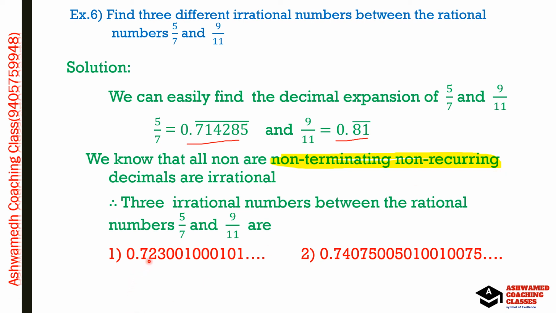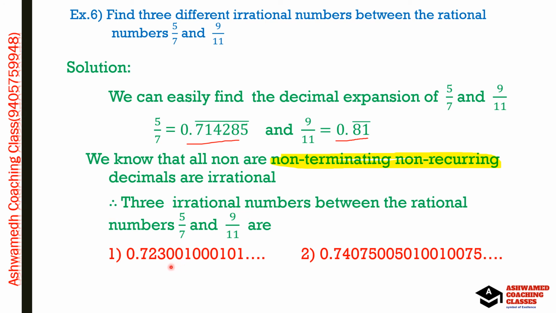See here, 0.72300100010001 and so on. This is non-terminating. Also, this is non-recurring, since there is no single block which is repeating. Make sure that the number is less than 0.81 and greater than 0.71. That is a very important thing. In between these two, you can write any decimal after 72, or any decimal after 71.